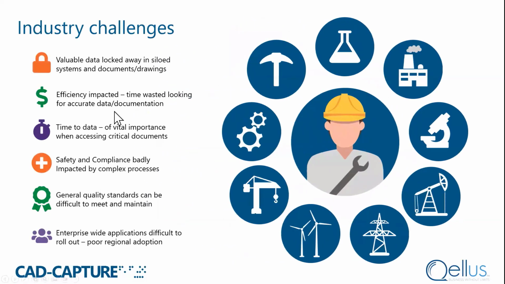What we see across all of the organizations that we work with is that they are facing challenges with siloed information, not being able to access the information and documents quickly enough. The time to data is therefore impacted, and access to critical documents is too slow, which can impact safety and compliance, and it means that general quality standards are difficult to meet and maintain. We can help address all of these with our tool set, and also allow people to leverage existing investments in existing tool sets, and get more user adoption of those same tool sets more widely because of the intuitive nature of the tool set that we have here.